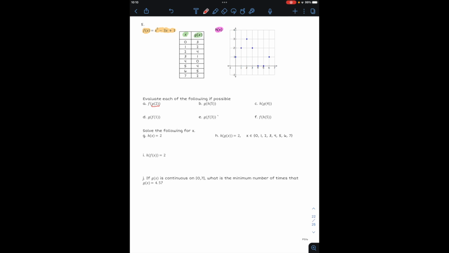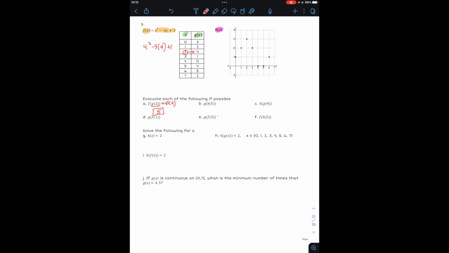So g is on the table. G of 2 gives me 4. So this is f of 4. And then if I plug in 4 to my f function, I would do 4 squared minus 3 times 4 plus 1. That's going to end up being 17 minus 12 equals 5.